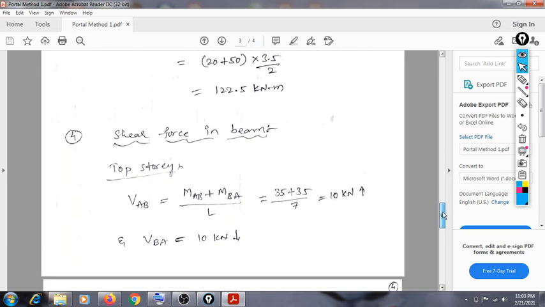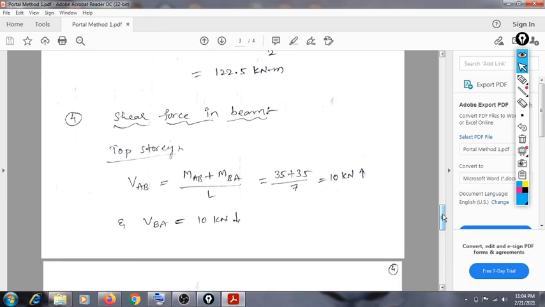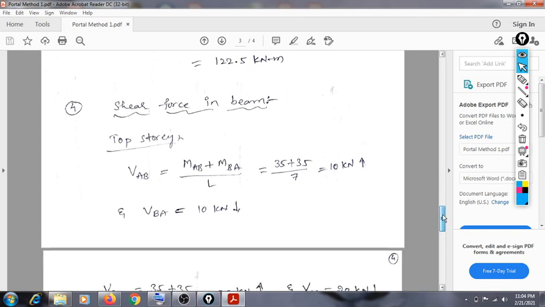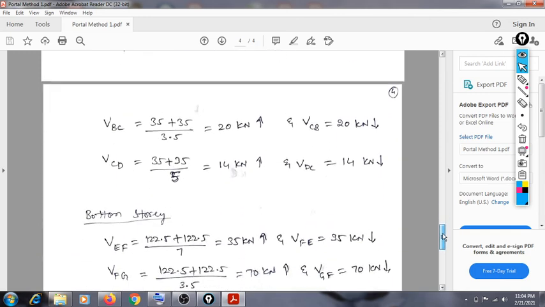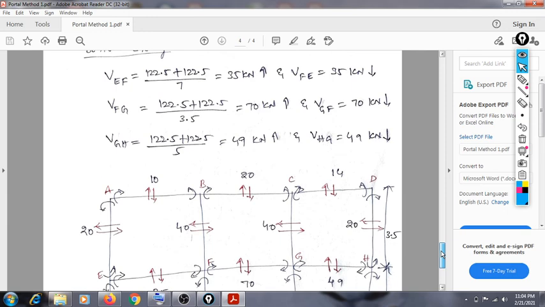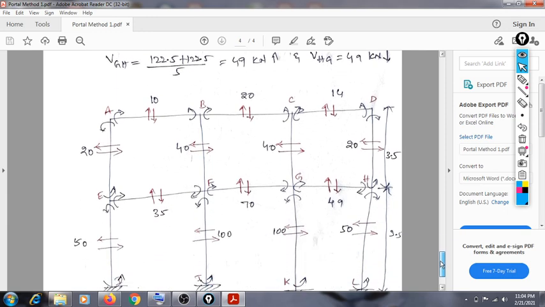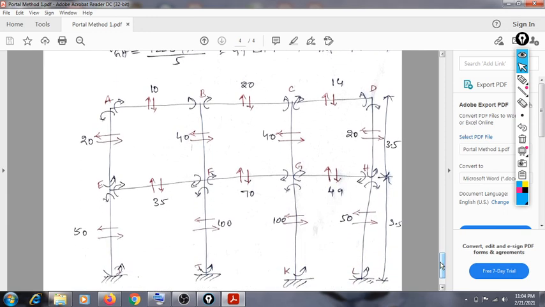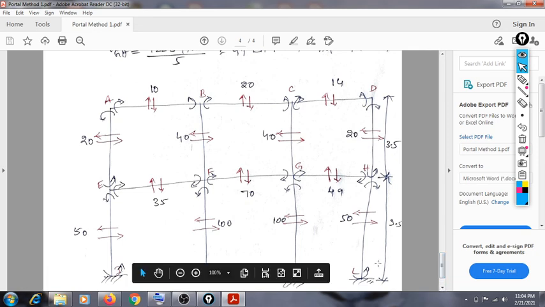And the fourth step is to find the shear force in beams. Shear force is equal to the sum of the moments from either ends divided by the length, and it's not the average. And at the end you can draw the portal frame with the shear forces and moments as shown in the video. This is clear regarding the portal method.